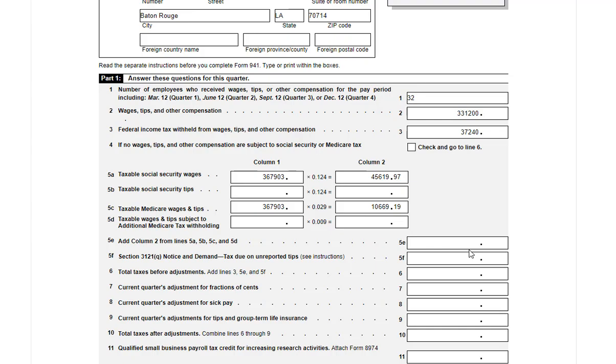We jump to 5E. 5E is the sum of everything in 5A through 5D. And that is $56,289.16.